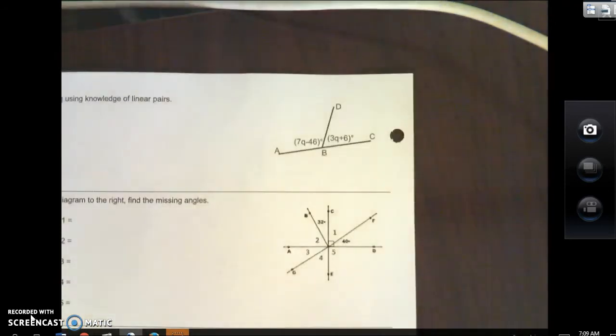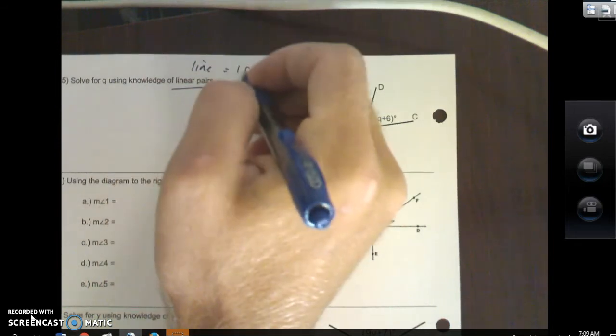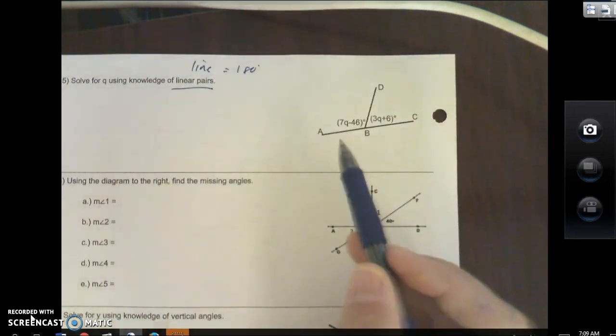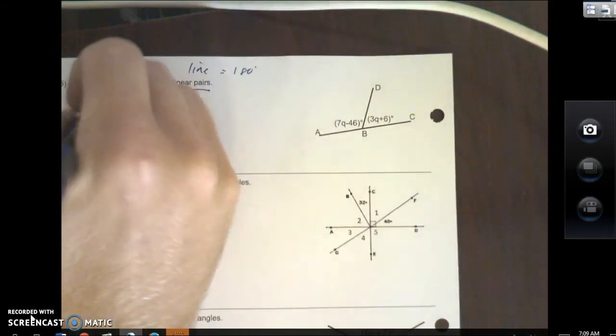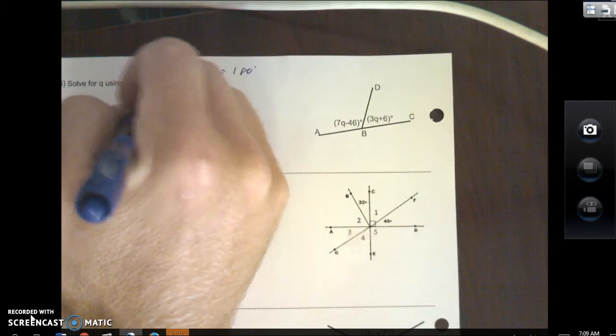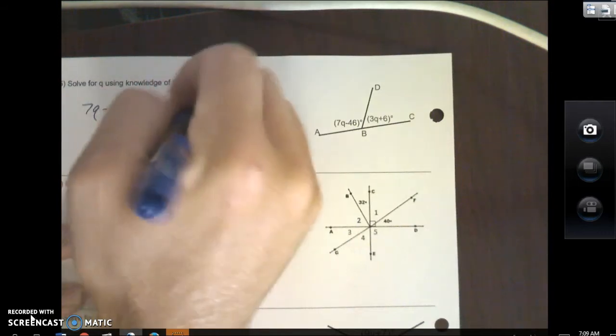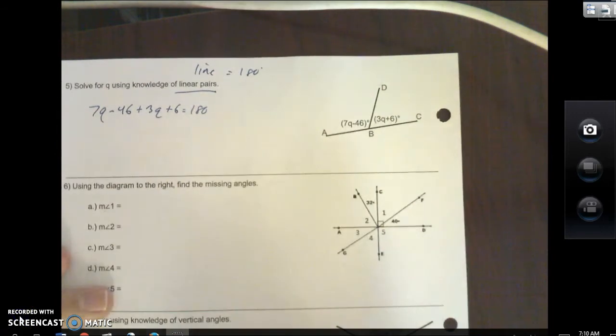Alright, a few more quick ones. Solve for Q using knowledge of linear pairs. Linear pair is a line which equals 180 degrees. So I know I can take these two things, add them together, and equal 180. So 7Q minus 46 plus 3Q plus 6 equals 180 degrees.